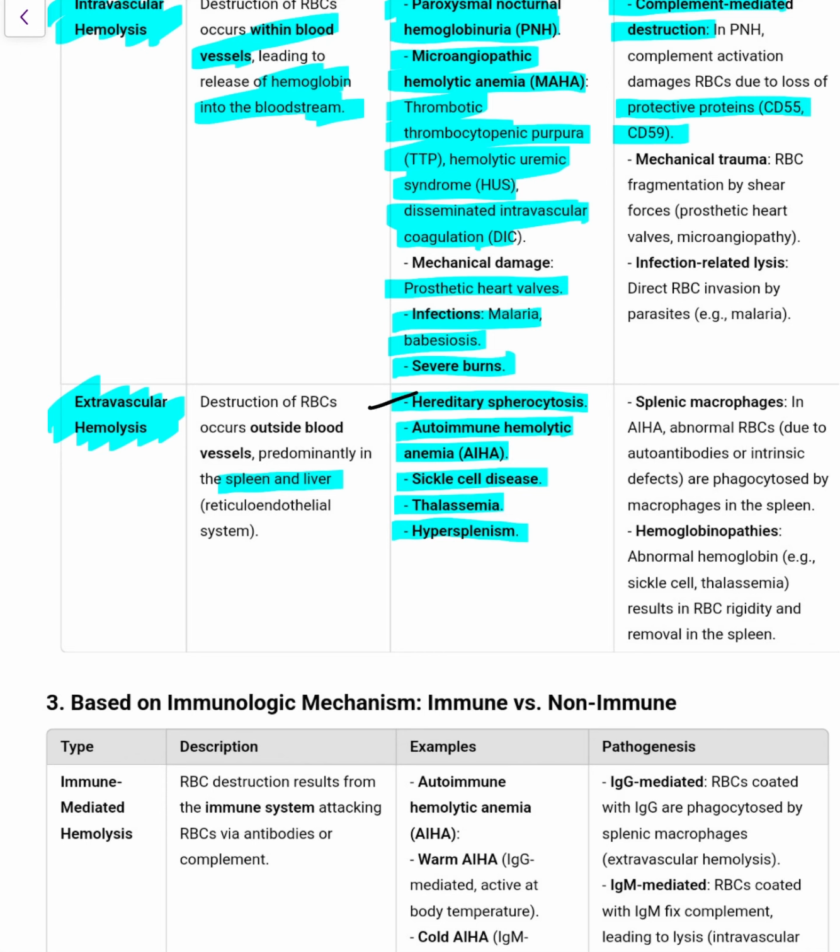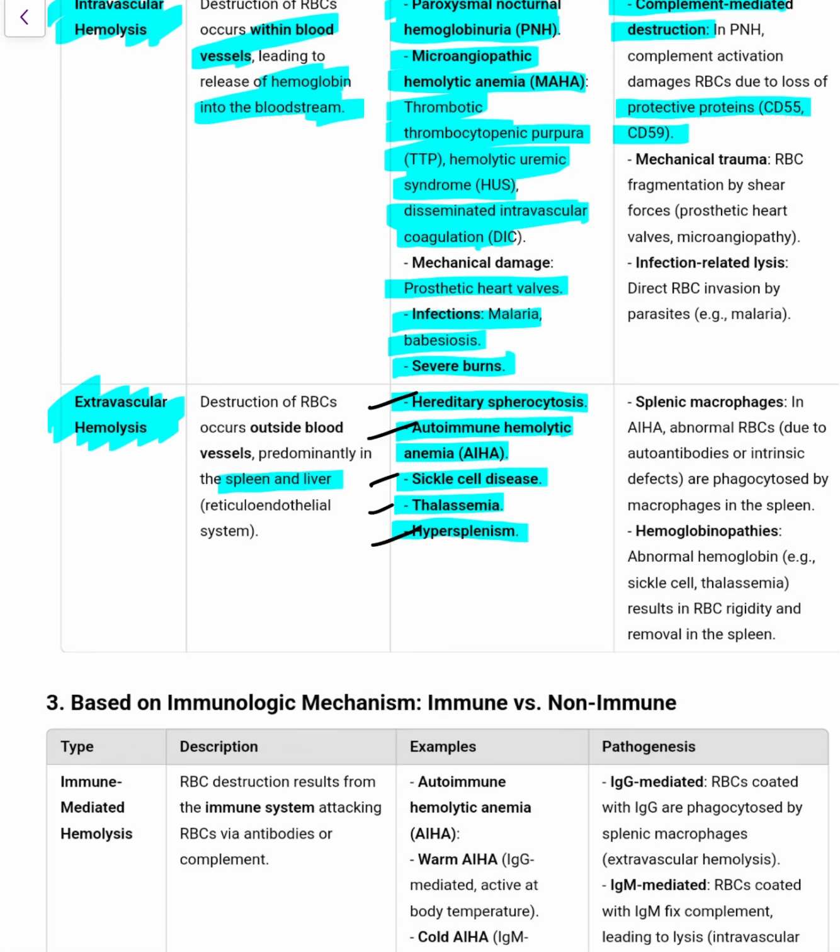Spherocytosis, where there is a problem in the membrane of the RBCs. Autoimmune hemolytic anemia, where the RBCs are targeted by the autoantibodies. Sickle cell disease, where the sickling of the RBCs itself will cause sluggish movement of the RBCs. And thalassemia, that is a problem in the hemoglobin itself, changing its shape and size. Hypersplenism, so the spleen is acting more and more.